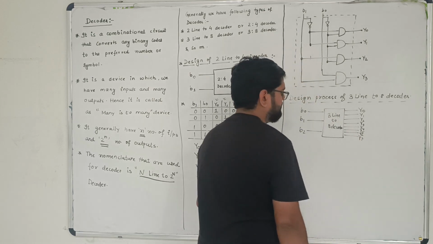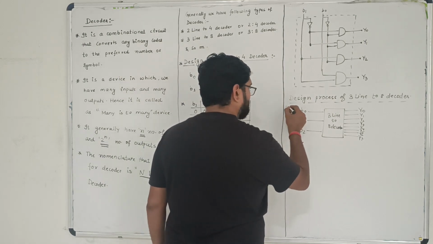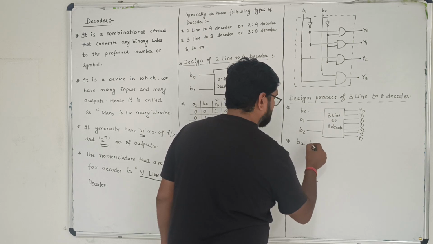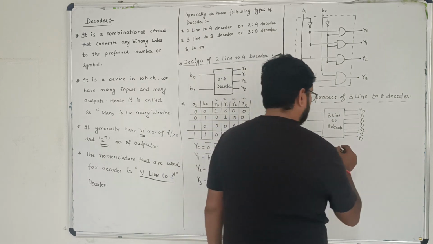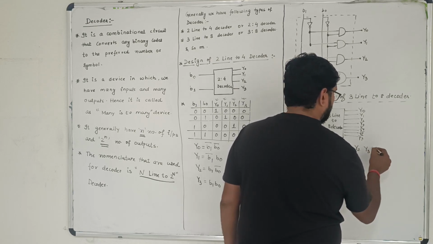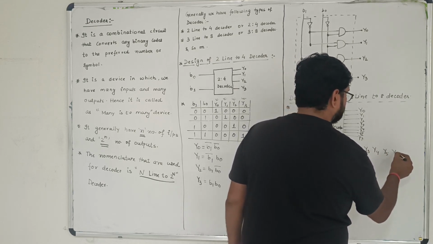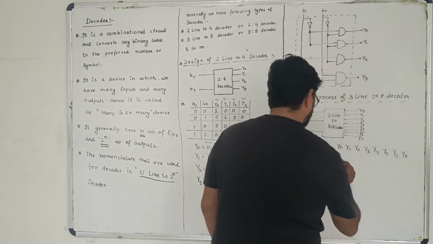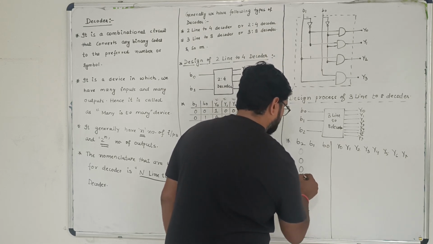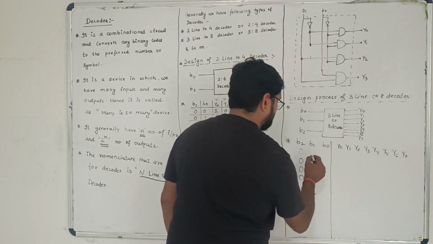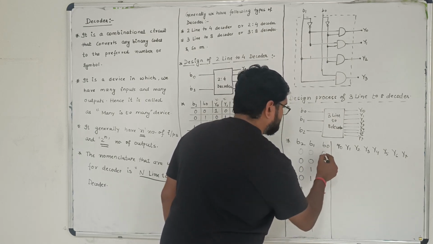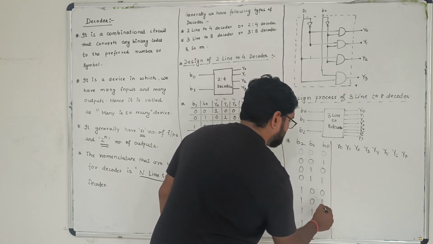3-line to 8 decoder. Now, once you have drawn the block diagram, the next thing is to write the truth table. The truth table is very simple. We'll go for B2, B1, B0, and here we will write the 8 outputs: y0, y1, y2, y3, y4, y5, y6, y7. Now, if there are 3 inputs, how many combinations are possible, students? 8 combinations. We can write that as 0, 0, 0, 0, and then 1, 1, 1, 1, then 0, 0, 1, 1, 0, 0, 1, 1, and finally 0, 1, 0, 1, 0, 1, 0, 1.